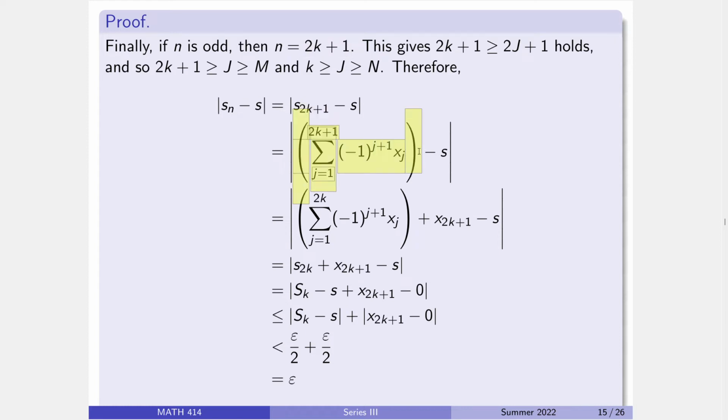Rewrite what this is equal to. Peel off a term. Note, 2k plus 1 is bigger than m. Now again, what is this? This is the 2k partial sum, which is equal to s sub k. So match the minus s with that, because we know we can make that less than epsilon. This can get paired with 0. 2k plus 1 is bigger than m, so we know that will be less than epsilon over 2. That's less than epsilon over 2, and bada bing, bada boom.